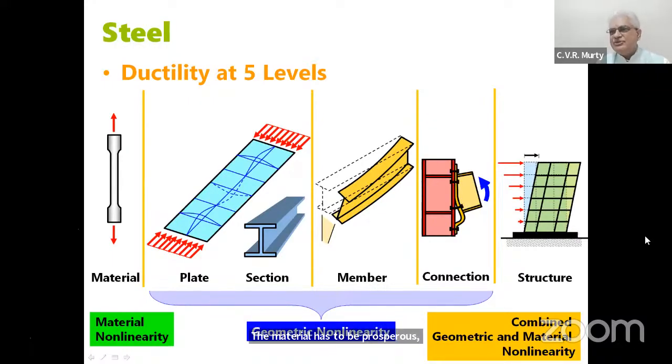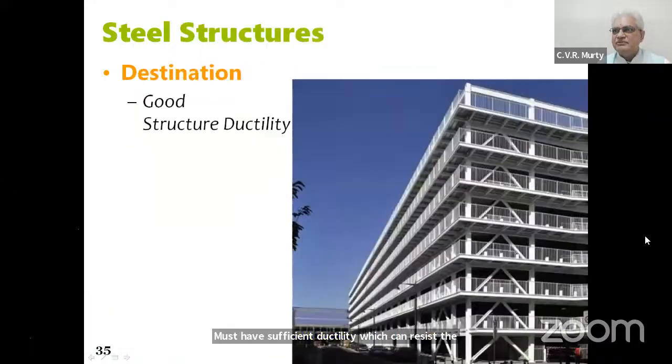Their combined action together as a plate or a section has to be good. Their combined action over a length of the member has to be good. And then they must be connected properly. And then finally, the structure must have sufficient ductility, which can resist the earthquake shaking. So these are the 5 levels that we're going to talk about.